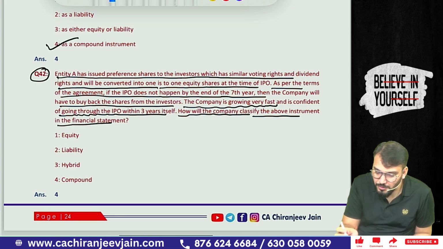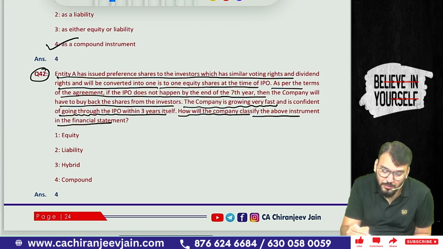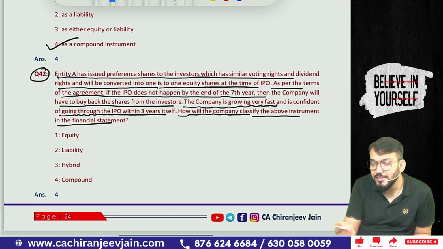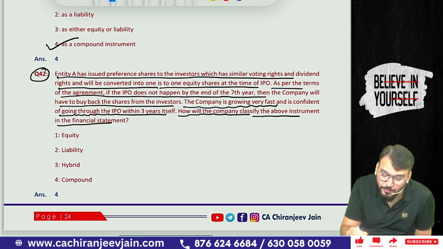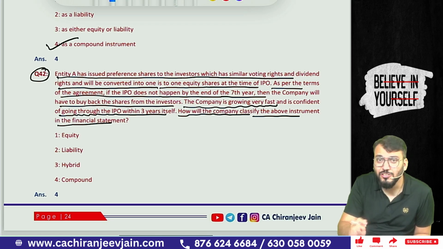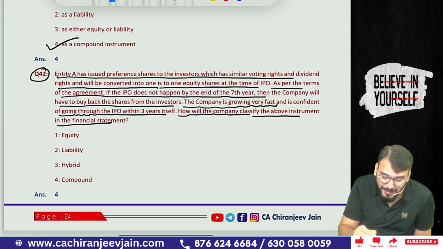What have they said? Entity has issued preference shares to the investor which have similar voting and dividend rights and will be converted into 1:1 equity shares at the time of IPO. At the time of IPO, it will be converted into equity shares. It means the dividend is discretionary, because they have said similar voting right and dividend right. Similar to what? Equity shares. As per the terms of the agreement, if the IPO does not happen by the end of the 7th year, the company will have to buy back the shares from the investor.